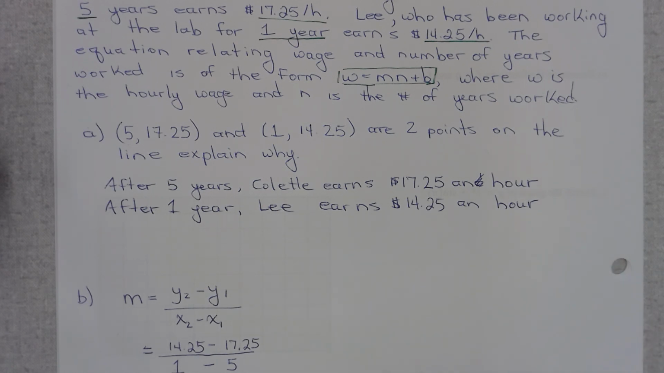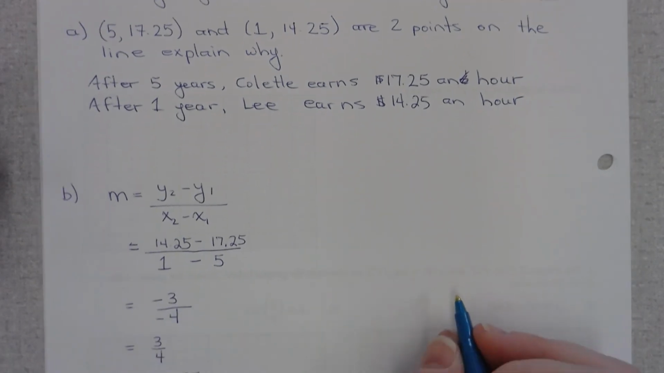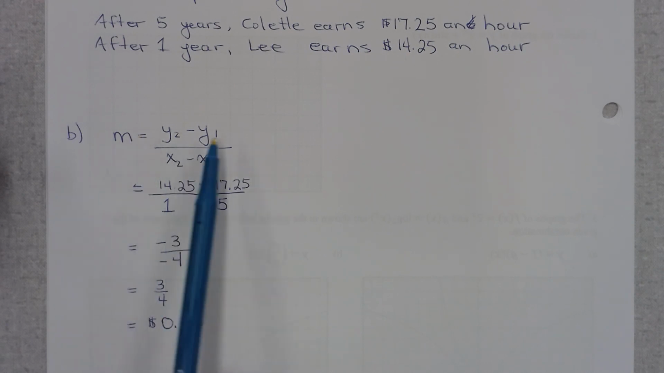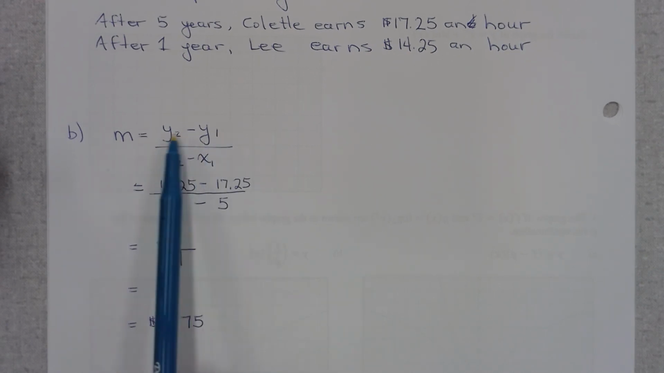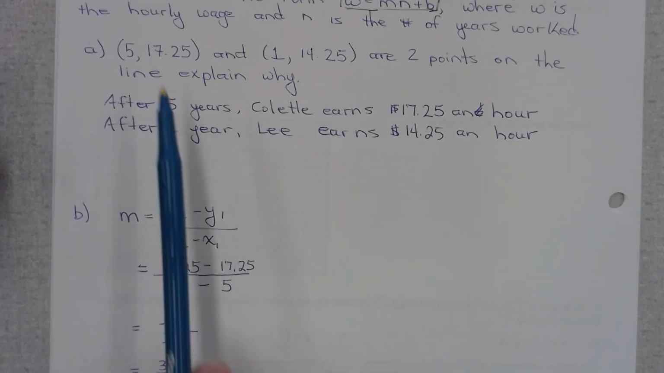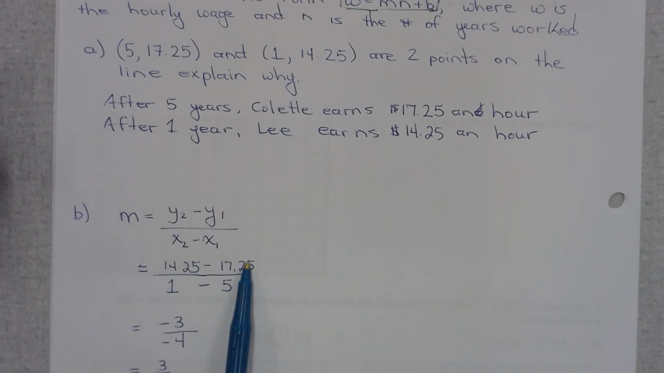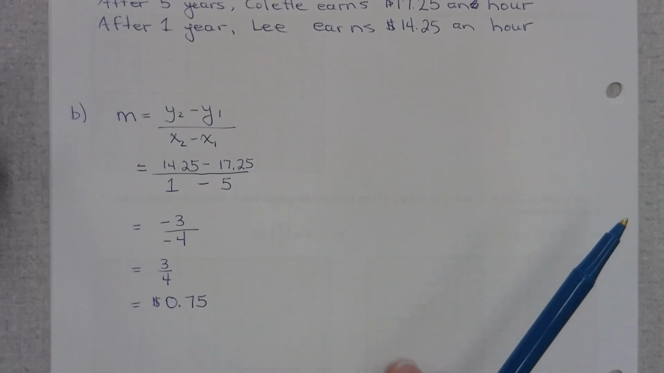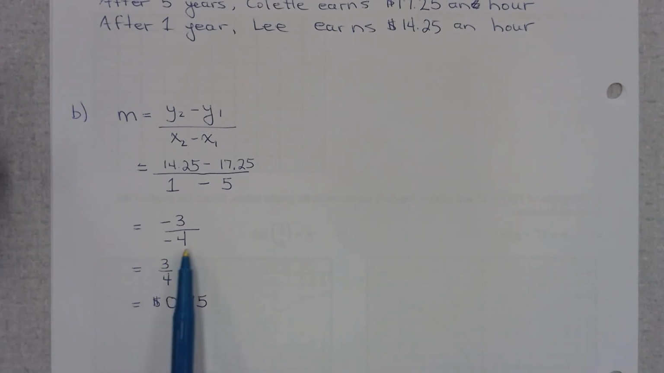Okay, oh my gosh, I did all that without showing you any of the work. Sorry, so let's just take a quick look at that. I subtracted the y's and I subtracted the x's: 14.25 minus 17.25 over 1 minus 5. When I did the math, I got -3 over -4. Two negatives make a positive, so positive 3/4, which in this case is 75 cents. 75 cents is my raise.